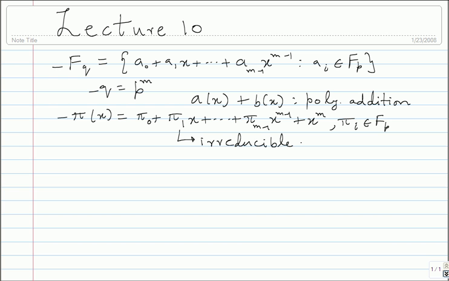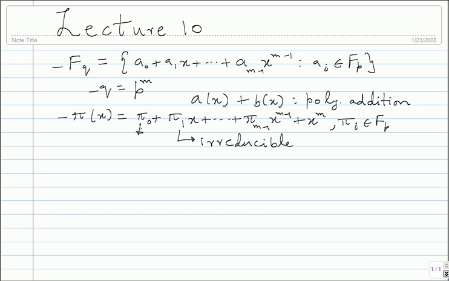Can I always do this? Can I always write the coefficient of x power m as 1? Yeah, I can, right? If it is not 1, what would you do? Divide by that coefficient, or multiply by the inverse of that coefficient modulo p. So you can always do that. Why do I know that the coefficient is not 0? I chose it to be degree m, right? So I can always make it monic. The leading coefficient can be made 1. It's not a problem.